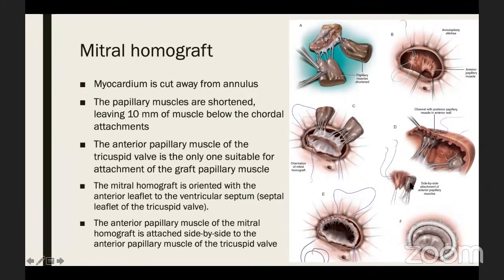And following that, the anterior papillary muscle of the homograft is attached side by side to the anterior papillary muscle of the native tricuspid valve. As for the posterior papillary muscle of the homograft, a small channel is created on the RV free wall, and then the posterior muscle is attached to the epicardium. And finally, the implantation is completed with an annuloplasty ring to further reinforce the tricuspid annulus.